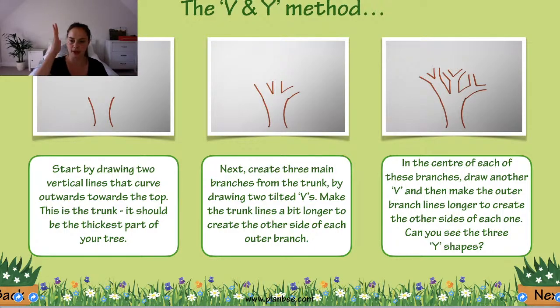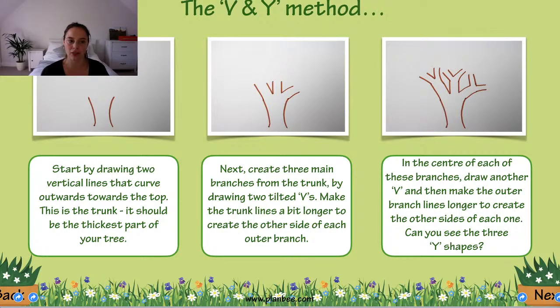So vertical is like this. This is horizontal. So vertical lines that curve outwards, okay, towards the top. This is the trunk. It should be the thickest part of your tree.